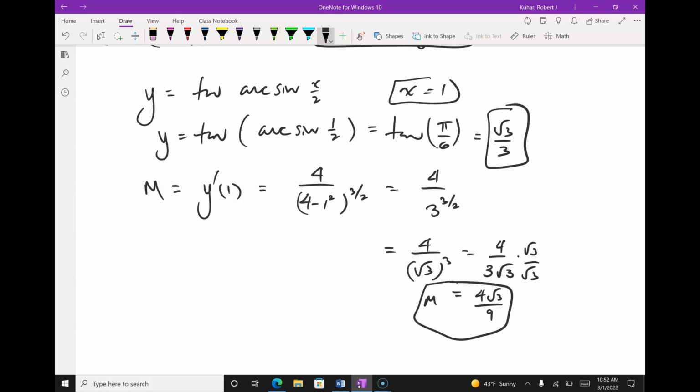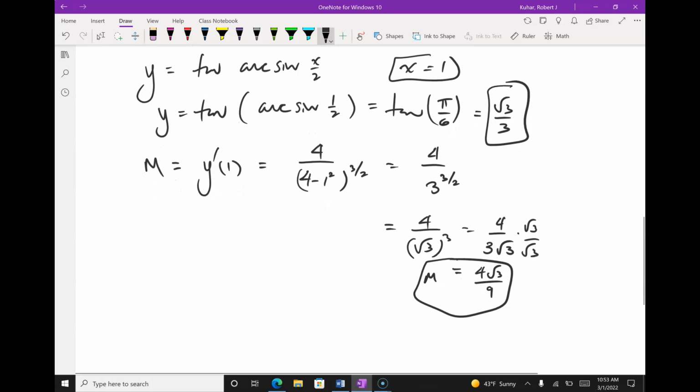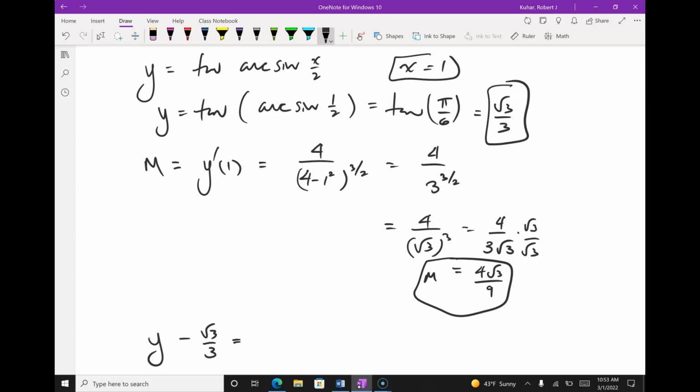Calculus was done a long time ago, right? Just doing the tangent line now. I need an x, I need a y, I need a slope. So my tangent line is going to come from y minus rad 3 over 3 equals 4 rad 3 over 9 times x minus 1.